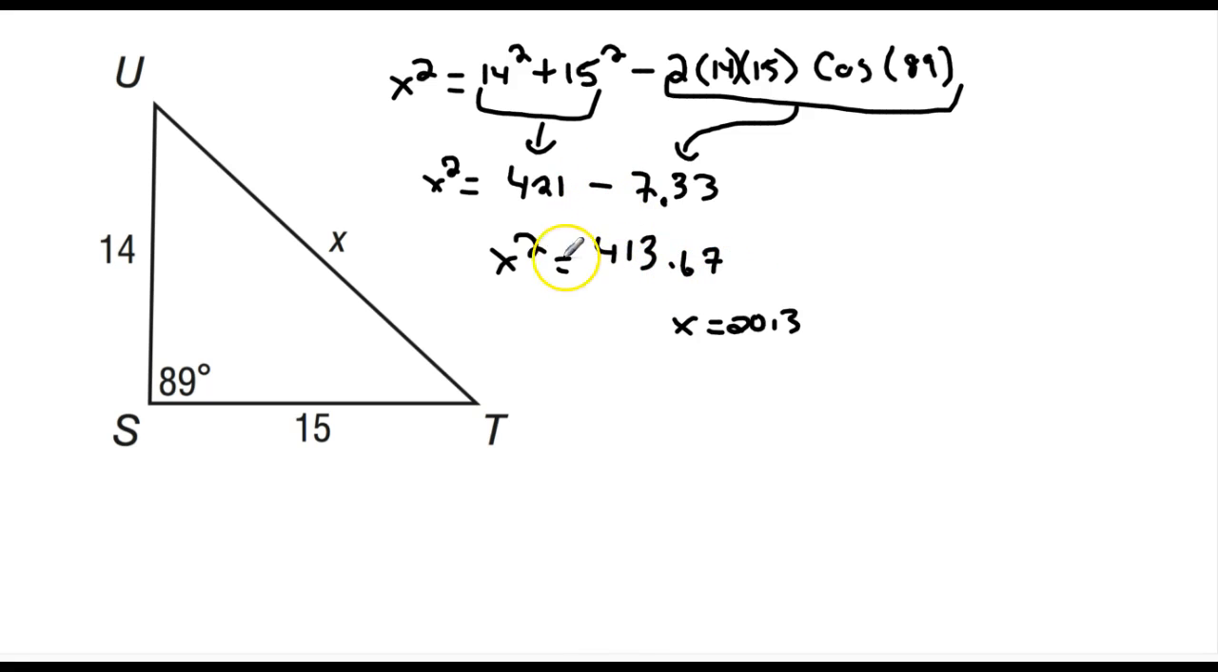413.67. But that's equal to x squared. We want to know what x is, so square root both sides, and I get x is equal to 20.3. Right there is my answer. So those are the 4 examples you should have in your trig book along with your notes.